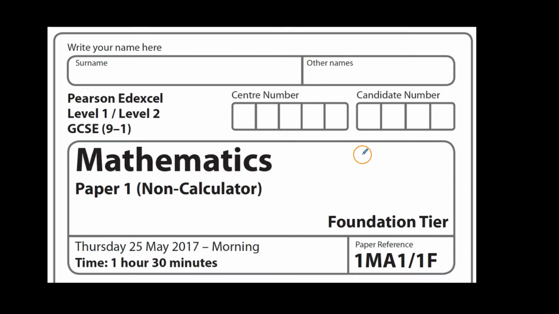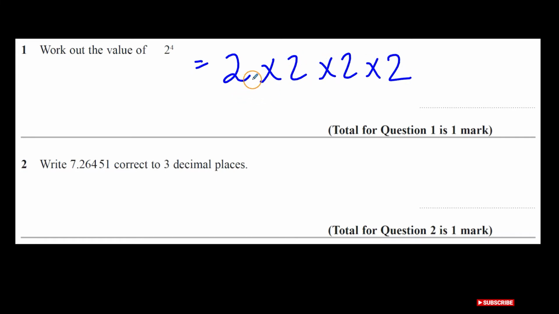In this session, we're going to solve question 1 to 10 from Edexcel Foundation paper, June 2017. So question 1, then we're asked to find the value of 2 to the power 4. Well, that's the same as 2 times 2 times 2 times 2, which is 2 times 2 is 4, 4 times 2 is 8, 8 times 2 is 16, so the answer is 16.